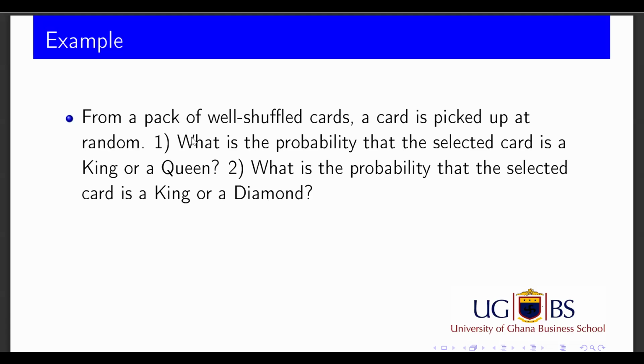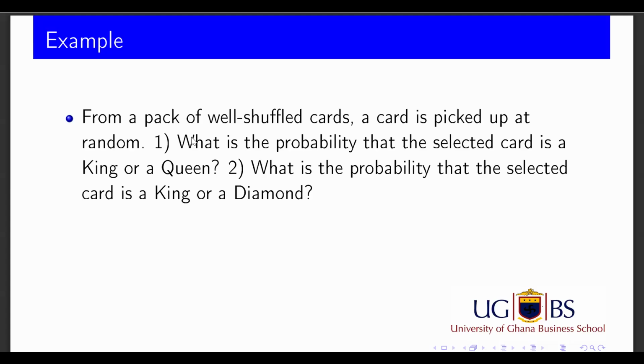What is the probability that the selected card is a king or a diamond? What is the probability that the selected card is a king or a diamond? How many kings are there? Doc, we have 4 kings. How many diamonds? 13 diamonds. So you have 13 diamonds.